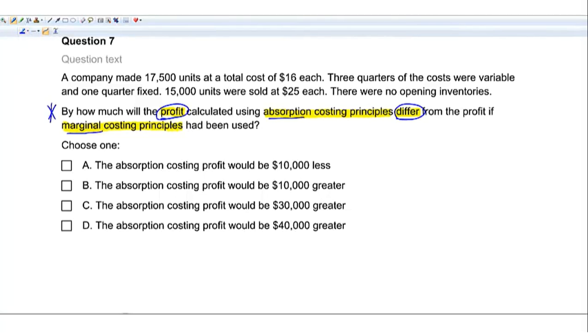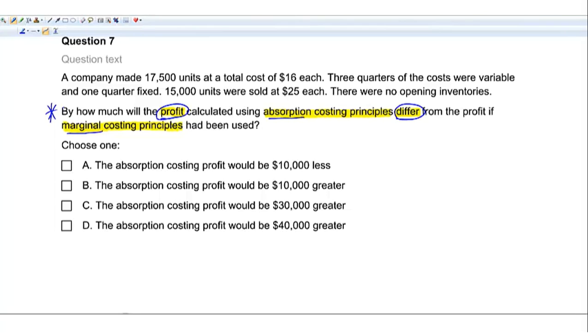Question 7 asks by how much profit calculated using absorption costing principles will differ from the profit if marginal costing principles were used. So under absorption costing principles, we're going to include the fixed cost when we value the inventory. However, under marginal costing principles, we're going to look at variable cost only. And that's the key thing to know. That's the key technical knowledge to be aware of if you're looking at a question asking for the difference between absorption costing and marginal costing.